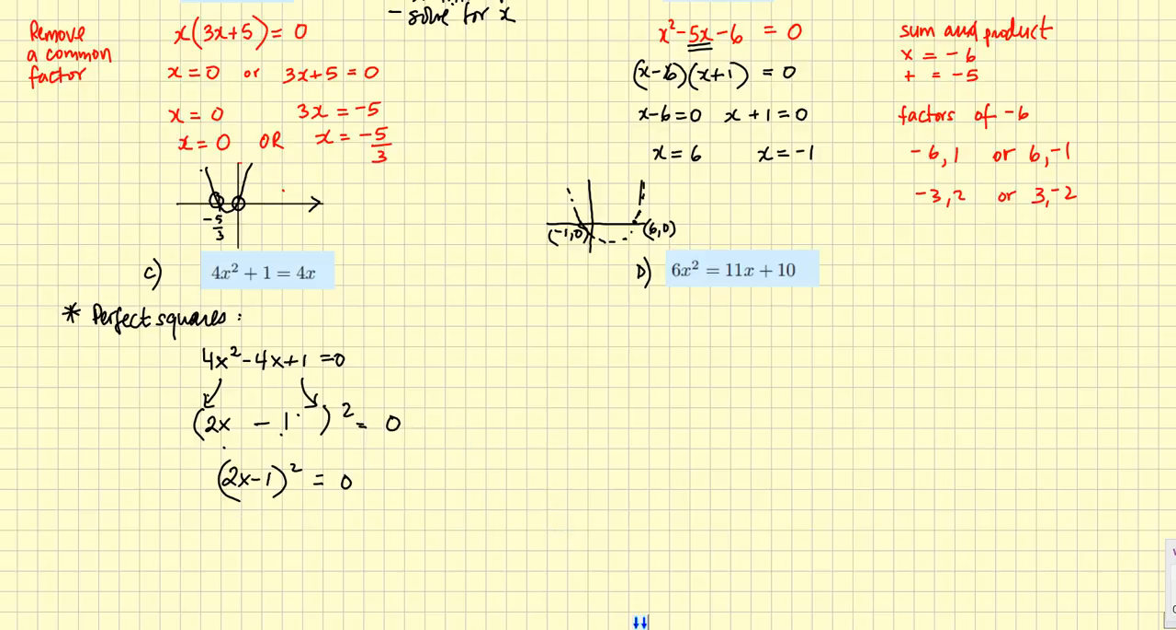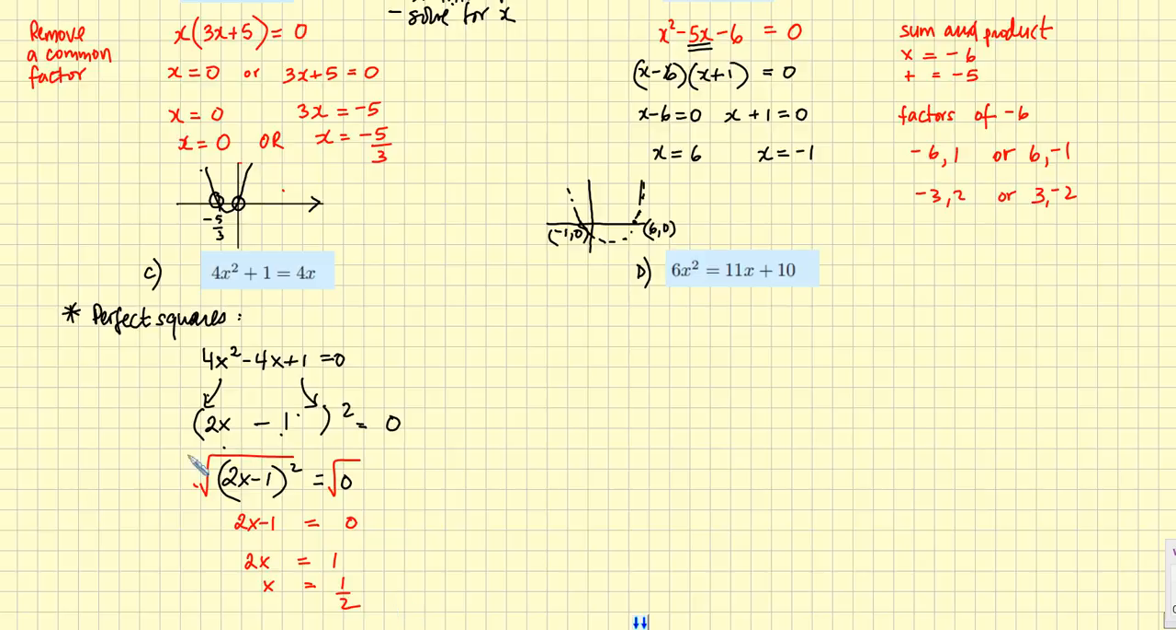Okay, now in order to isolate for x, I will take the square root of both sides, and I end up with 2x minus 1 is equal to 0. And now I proceed to isolate for x, where I have 2x is equal to 1, and x will just equal 1 over 2, which is 1/2.